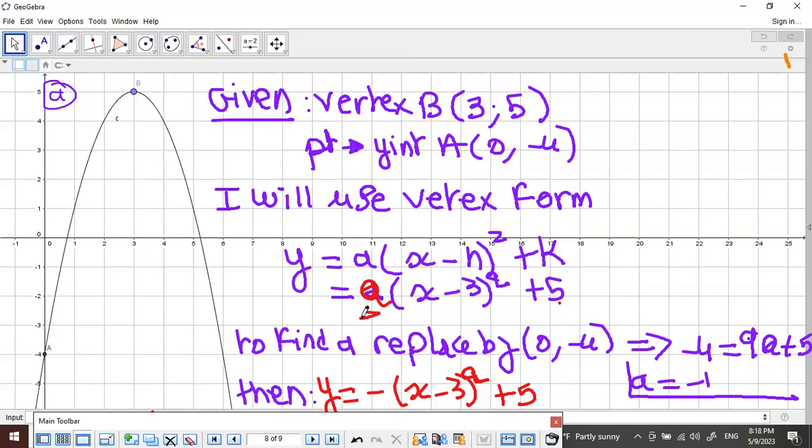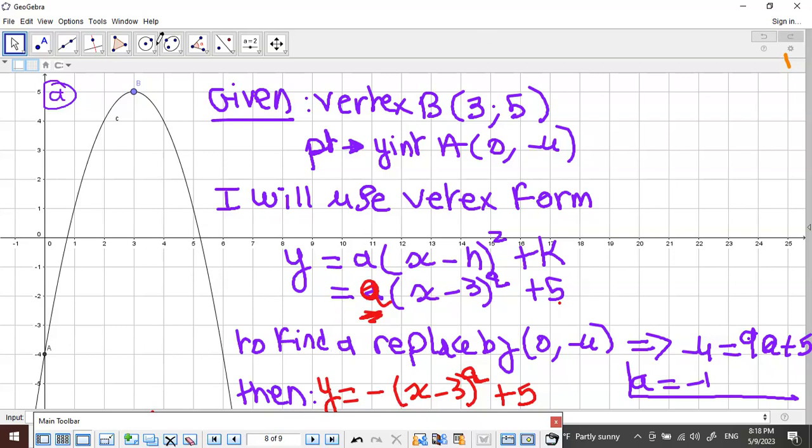This is what I was talking about in the preceding example. There, the function, I have it. How can I find a? I will replace with any point that I have from the graph. Which point do I have here? (0, -4). Once I replace it, I will find the value of a, so a is -1. So this is my parabola, and I can really check that it's right because a is negative, so it's downward. I'm on the right track.